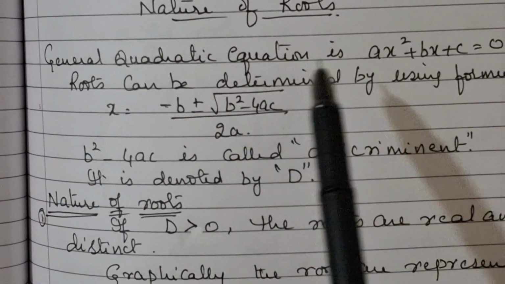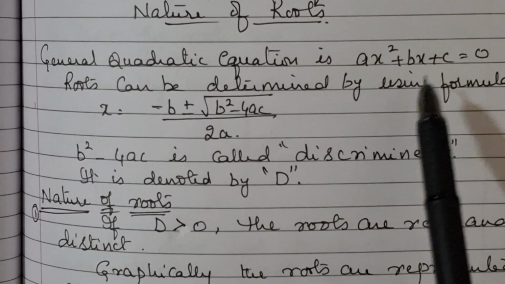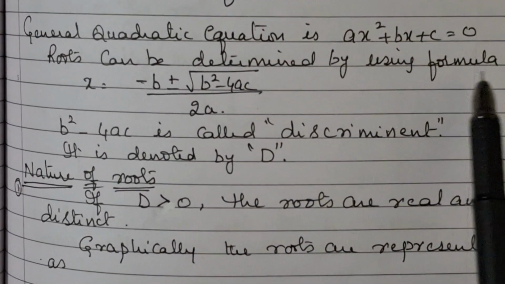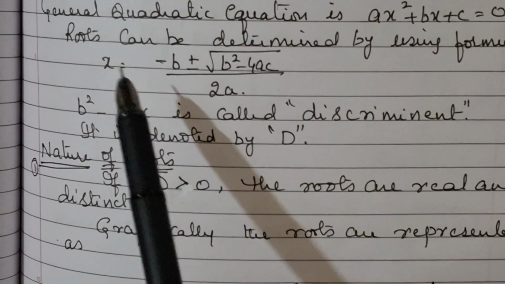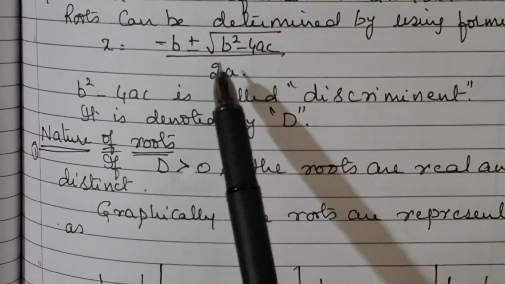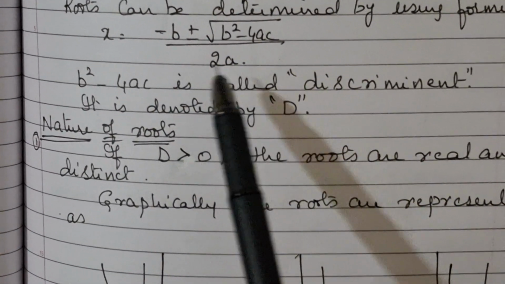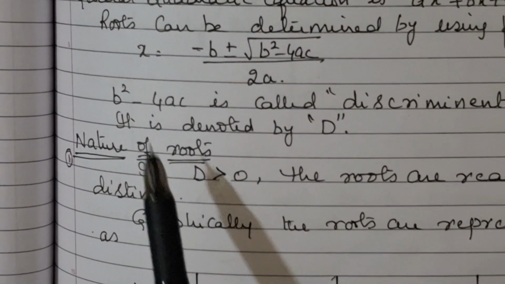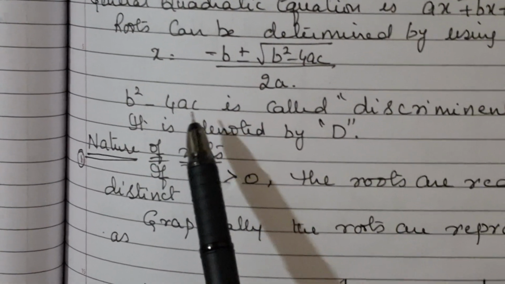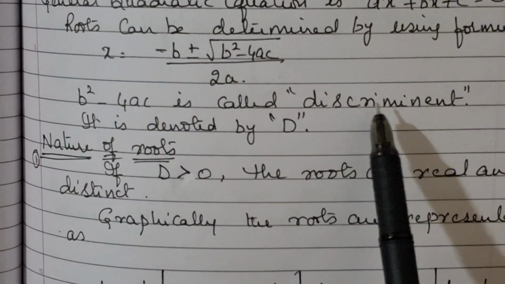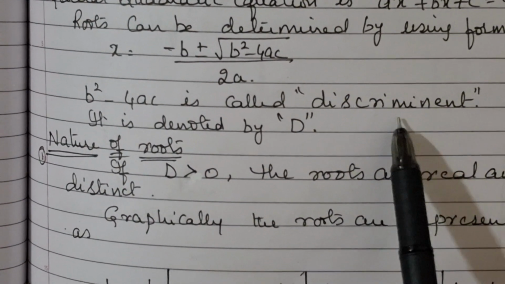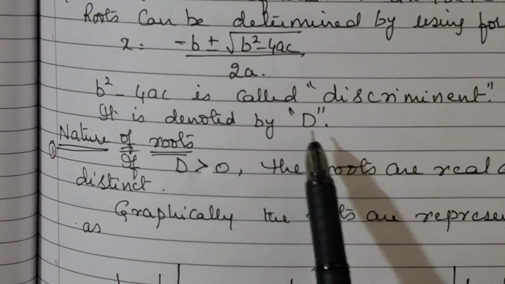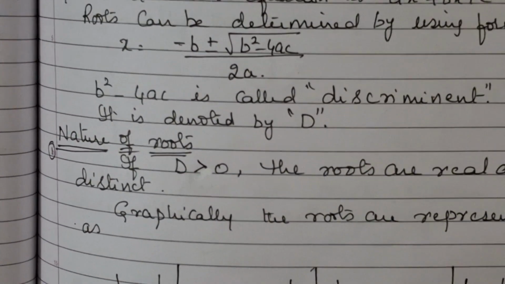Nature of roots. What is the meaning of nature of roots? We know that the general quadratic equation is ax square plus bx plus c is equal to 0. So roots can be determined by using the formula x is equal to minus b plus or minus root of b square minus 4ac by 2a. This already I have done. In this, b square minus 4ac has a specific name, called the discriminant. It is also denoted by the letter D.